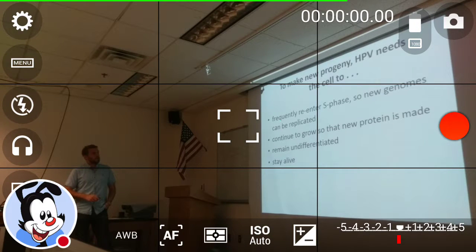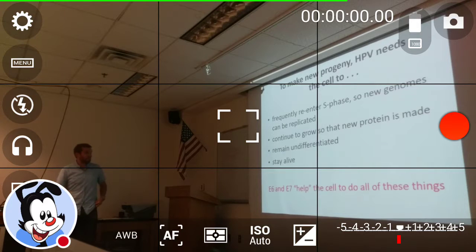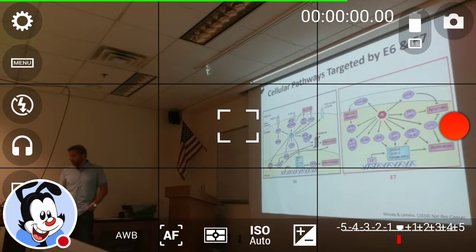So they have to re-enter S phase so that the new genomes can be replicated. They need to grow continuously so that new protein is made. They have to be undifferentiated long enough for this to happen, but they do then again need to differentiate, because if they don't differentiate, you don't make a complete virus. And they obviously have to survive, if viruses are alive to begin with, but you know what I mean. They have to remain infectious, I guess. And E6 and E7 help or make the cell do all these things.